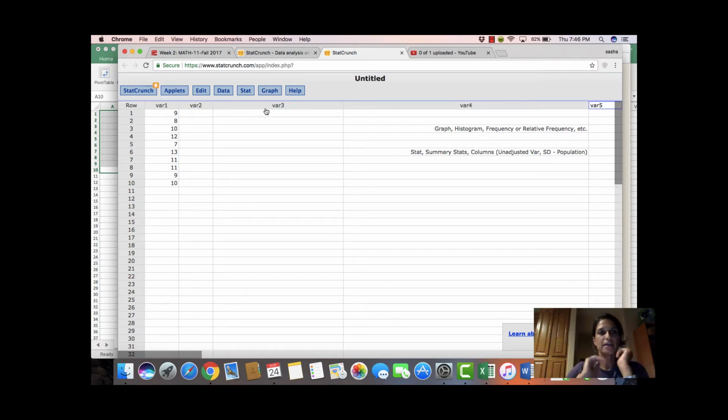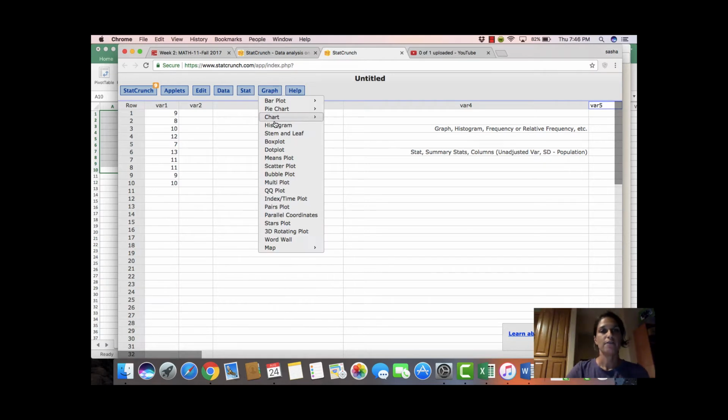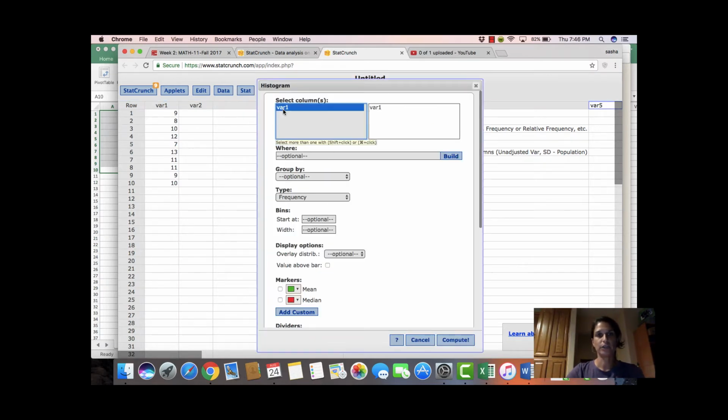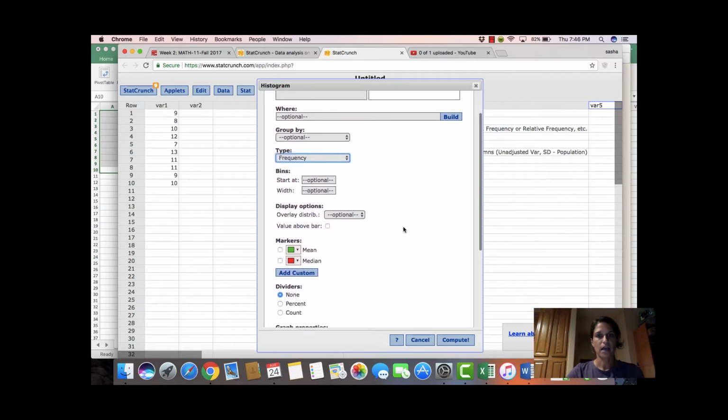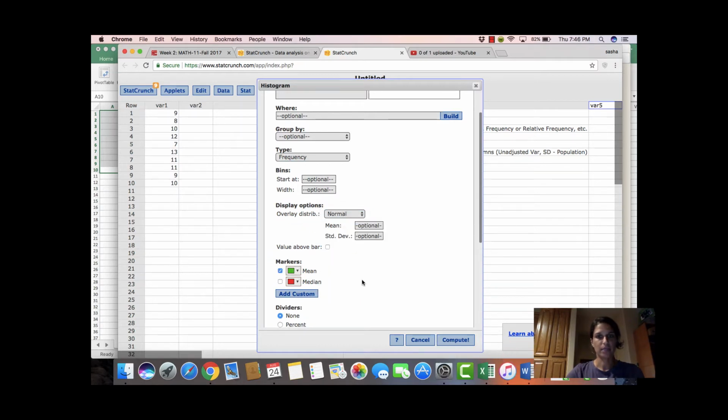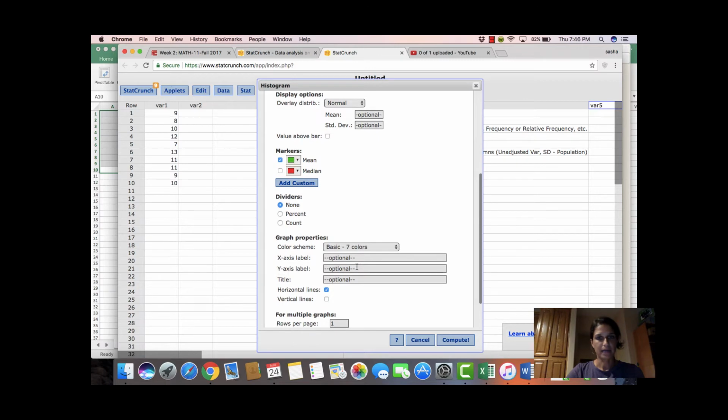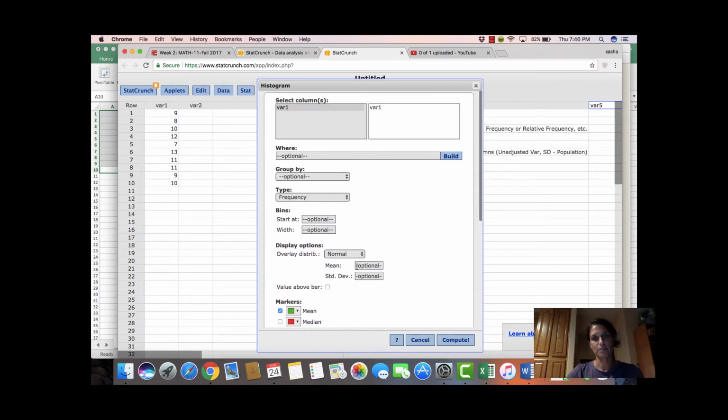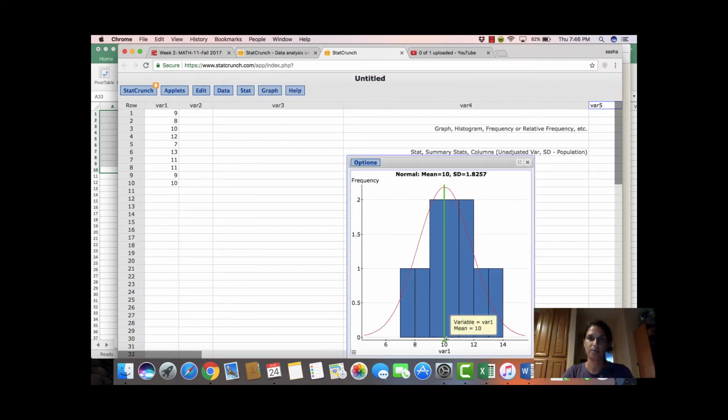Okay, here's the data that we just looked at in the last video, but now I'm going to show you how to do this on the computer. First of all, I'm just going to take a little detour and show you a histogram. Notice I can do both a frequency or relative frequency histogram on StatCrunch. I can overlay a normal distribution. I can mark the mean. And there are all sorts of other options, but let me go ahead and just hit compute.